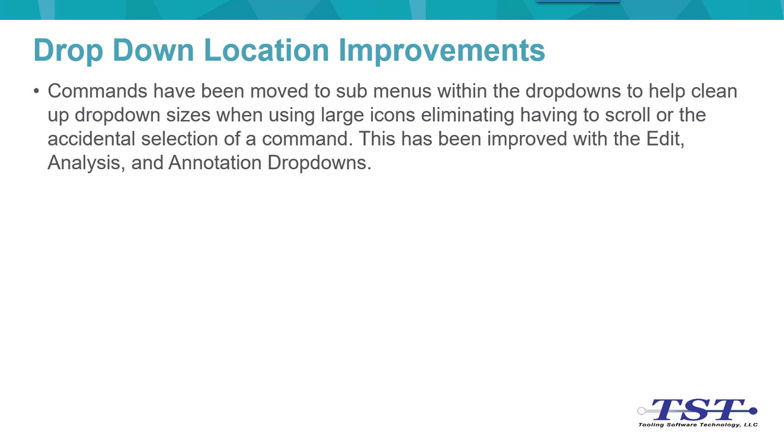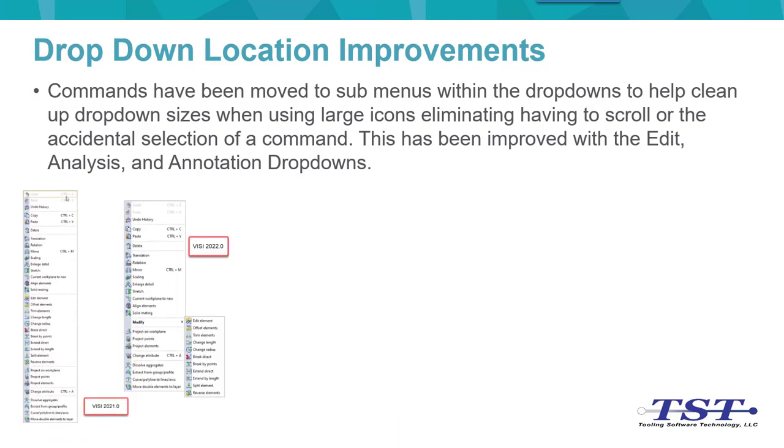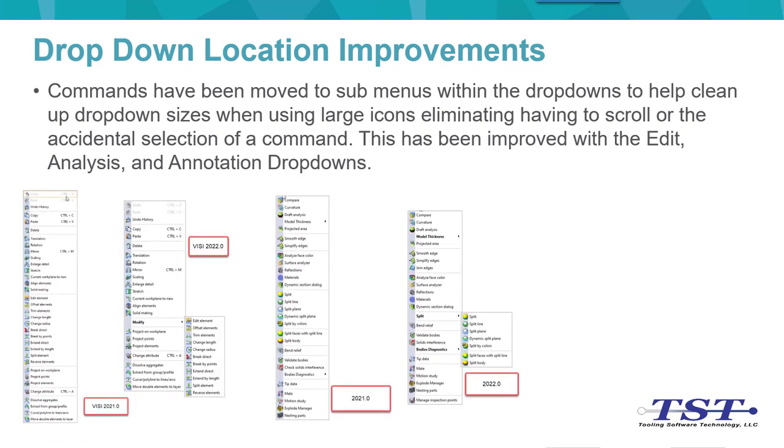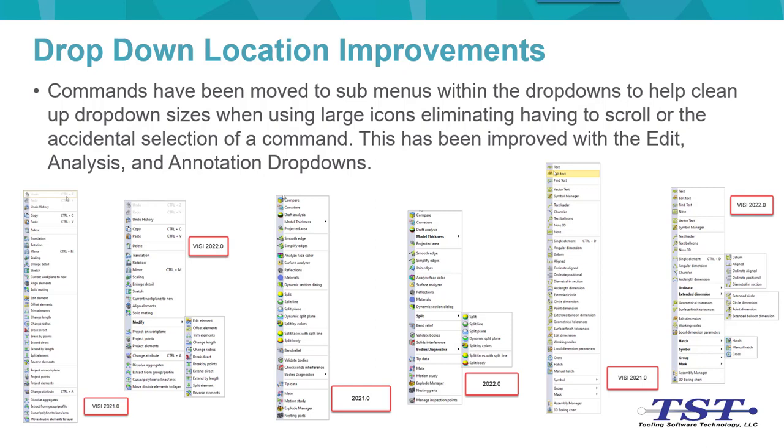This has also been improved with the annotation drop-down and analysis. So you can see the before and after effects of all these sub drop-downs. You can see we've got the edit drop-down, the analysis drop-down, and the annotation drop-down. You can see how these sizes and the commands have been improved.